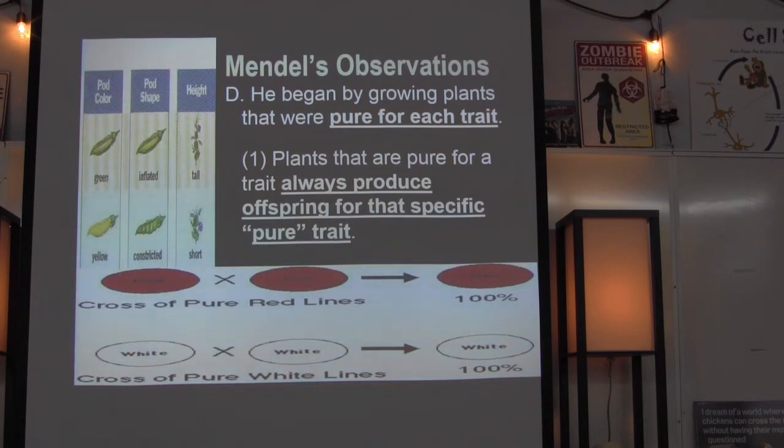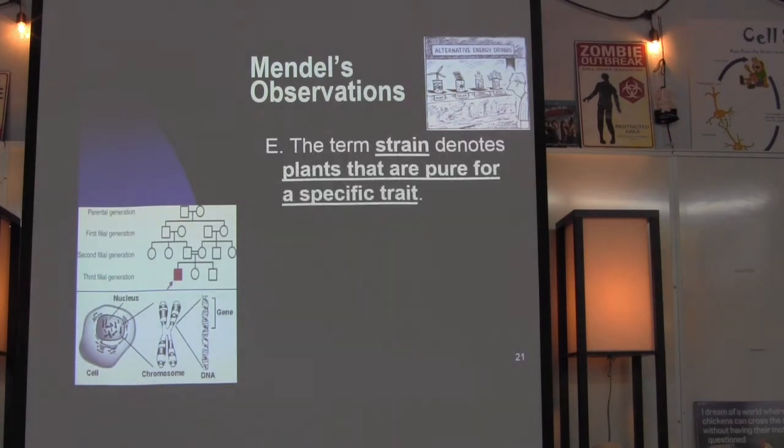All right, next slide. So we began by growing plants that were pure for each trait. Plants that are pure for a trait always produce offspring for that specific pure trait. So 100% red crossed with 100% red gives you 100% red. All right, so once again, this is just vocabulary. On your test, you'll have a section where you match up the vocabulary word with its definition.